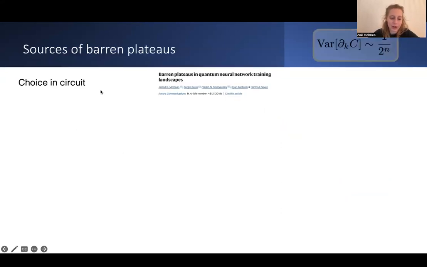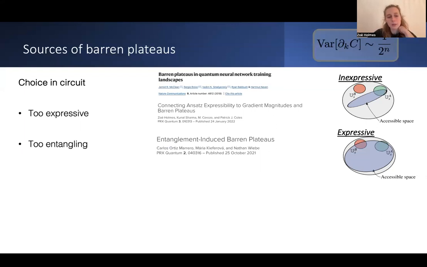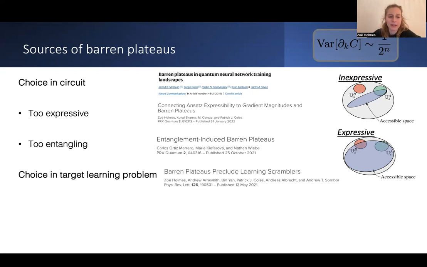Okay, so over the years, we have identified a number of sources of barren plateaus. The first paper on this was one by Jarrod McClean, where he showed that using an inappropriate choice of circuit, namely one that's too deep, could lead to barren plateaus. We followed this up, showing that if your ansatz, your parameterized quantum circuit, is too expressive, and can capture too many different target solutions, this can lead to barren plateaus. There was this nice paper by Carlos, Maria, and Nathan, where they showed that using an ansatz that was too entangling leads to barren plateaus. In this paper, we showed that picking your problem incorrectly, having a problem that was too unstructured and involved too much randomness, you could have barren plateaus.